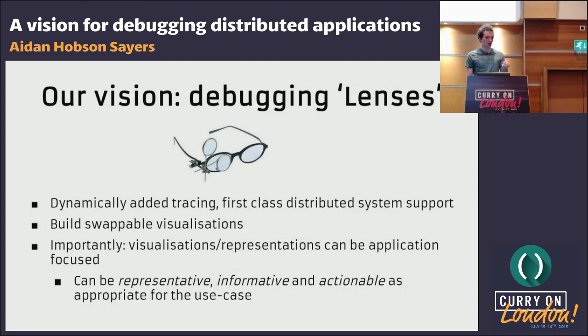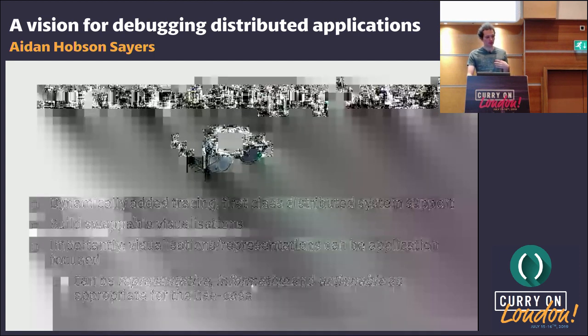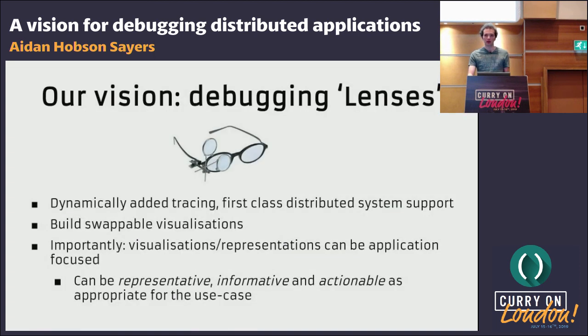The visualizations and representations need to be application focused as well, because otherwise you're back to the days of Linux tools where you're running vmstat and you've got CPU usage and you don't really know how that relates to your application. And so because they're customizable, because they're buildable by the user, because they're dynamic, they can be representative, informative, and actionable. These are arbitrary words I've chosen to describe these concepts as appropriate for the use case.